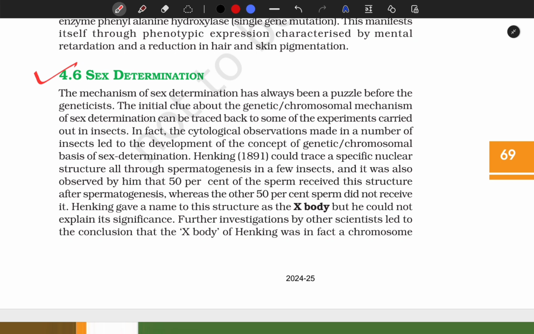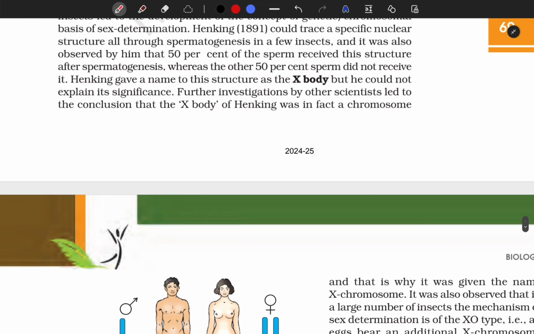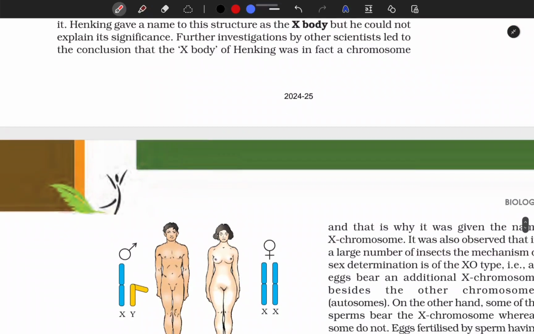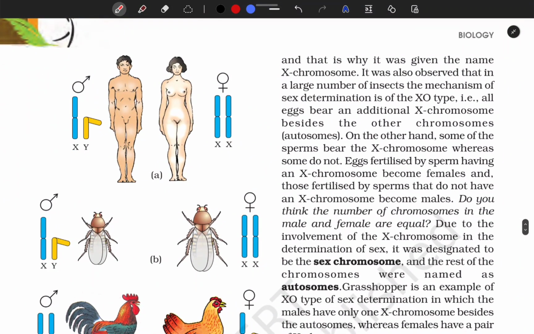Henking in 1891 could trace a specific nuclear structure all through spermatogenesis in a few insects, and he observed that 50% of the sperms received this structure after spermatogenesis, whereas the other 50% of sperms did not receive it. Henking gave a name to this structure, the X body, but he could not explain its significance. Further investigations by other scientists led to the conclusion that the X body of Henking was in fact a chromosome, and that is why it was given the name X chromosome. It was also observed that in a large number of insects, the mechanism of sex determination is of the XO type.